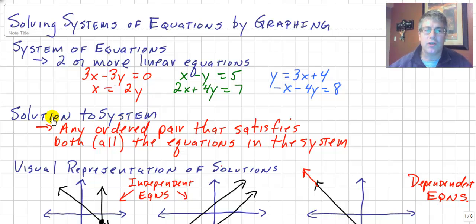Now, the solution to a system of equations is any ordered pair that satisfies both, in our situation it's both, the equations in the system. So as you can see, our equations have an x and a y, so we need an ordered pair x and y that satisfies both the top equation and the bottom equation. It's got to work for both. If it doesn't work for both, then it does not satisfy the system.